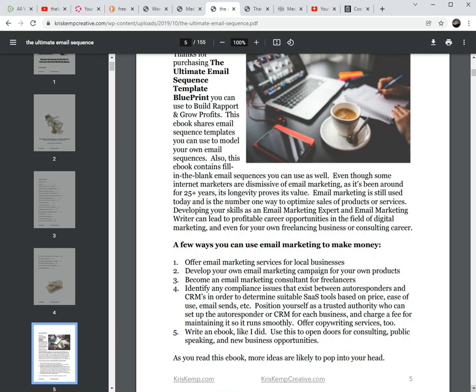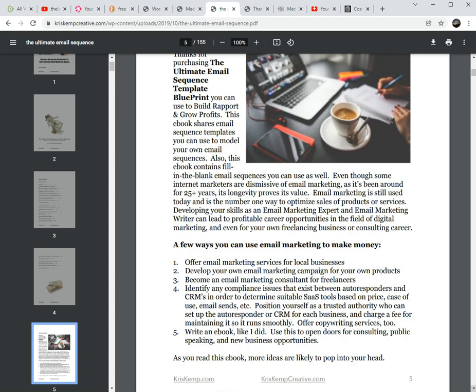Offer email marketing services for local businesses, number one. Number two, develop your own email marketing campaign for your own products or services. Number three, become an email marketing consultant for freelancers and businesses. Number four, identify any compliance issues that exist between autoresponders and CRMs in order to determine suitable SaaS tools based on price, ease of use, email sends, etc. Position yourself as a trusted authority who can set up the autoresponder or CRM for each business and charge a fee for maintaining it so it runs smoothly. You could offer copywriting services too.